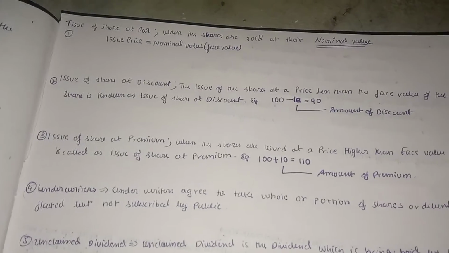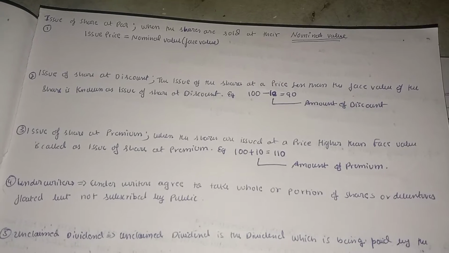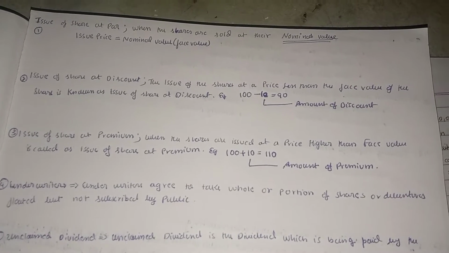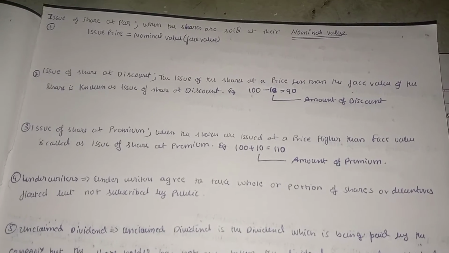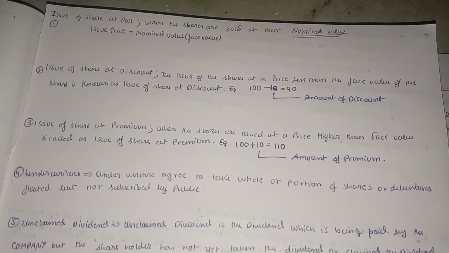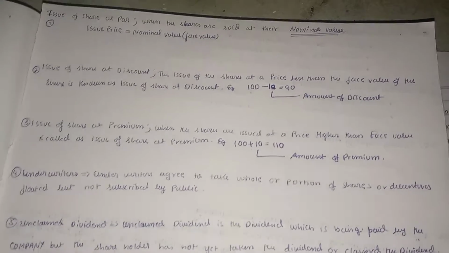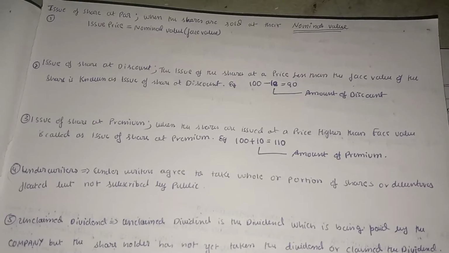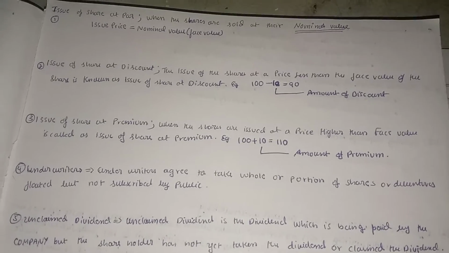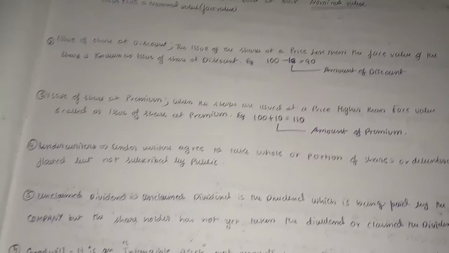Issue of share at discount. The issue of share at a price less than the face value of the share is known as issue of share at discount. Example, 100 minus 10 is equal to 90. Here 10 is the amount of discount.